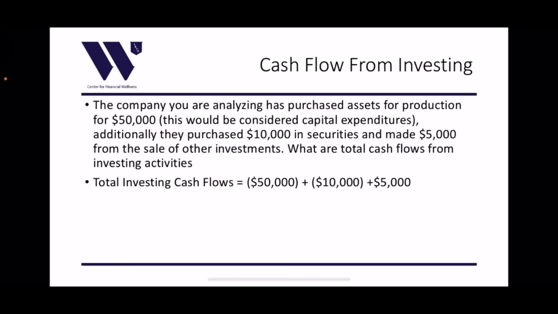And then we're also adding on the negative 10,000. So we purchased 10,000, so that's cash leaving the business. So it's a negative value. But then we also sold $5,000 worth of securities or other investments for the company. So that's money coming in, so that's going to be a positive $5,000. So if we take all that information from the example, we'll find that our total investing cash flows were negative $55,000.